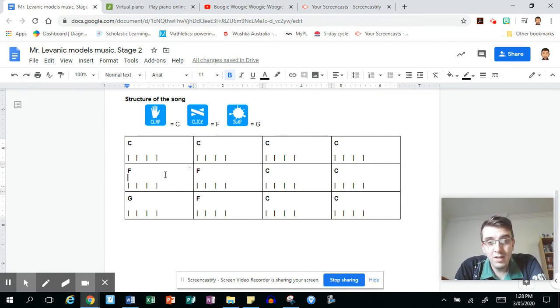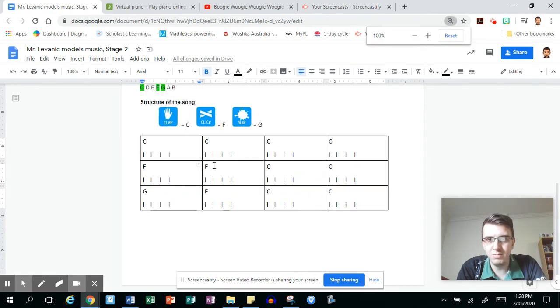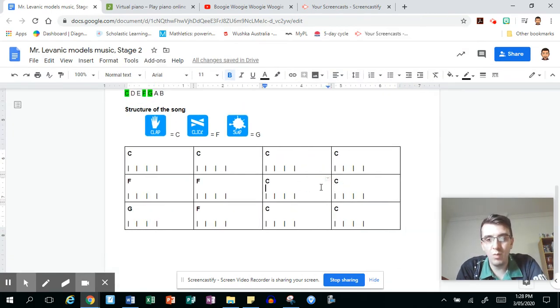The fifth bar goes to F. F, 2, 3, 4. F, 2, 3, 4. And then back to C. C, 2, 3, 4. C, 2, 3, 4. Then when we get to the ninth bar, it goes G, 2, 3, 4. F, 2, 3, 4. C, 2, 3, 4. C, 2, 3, 4.